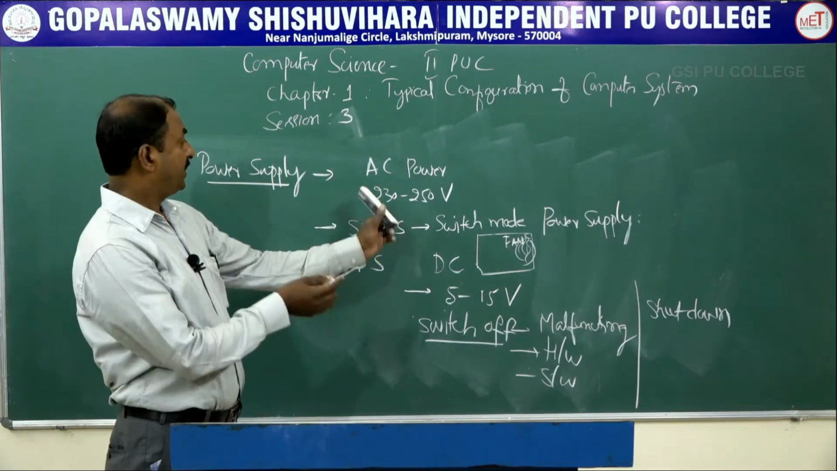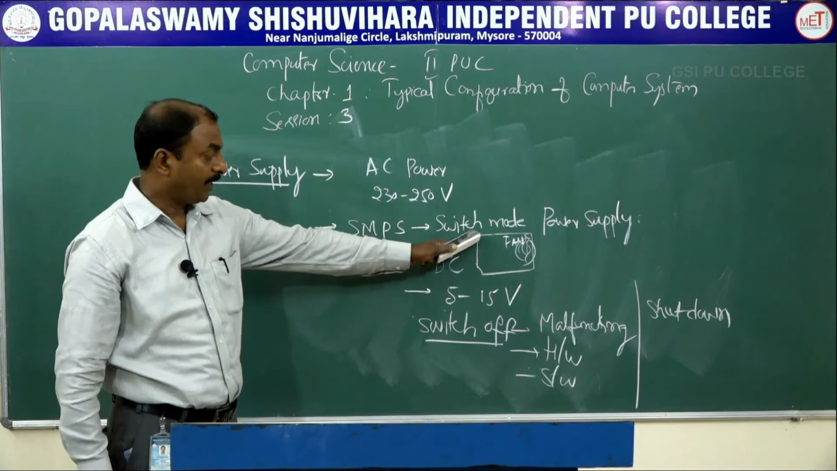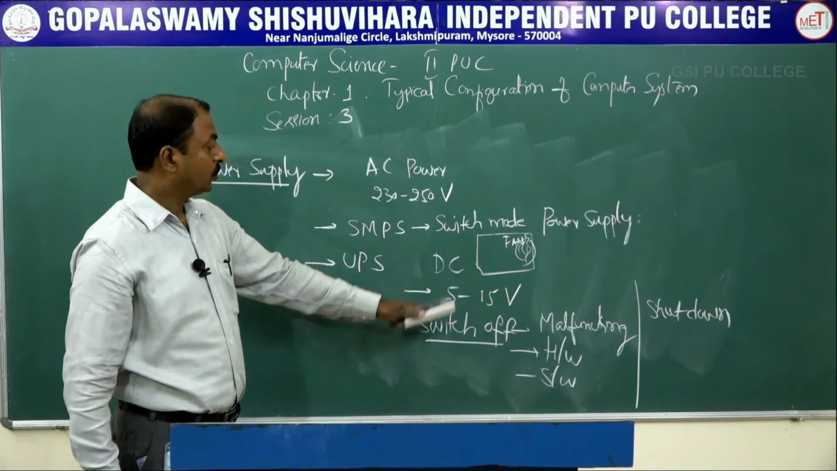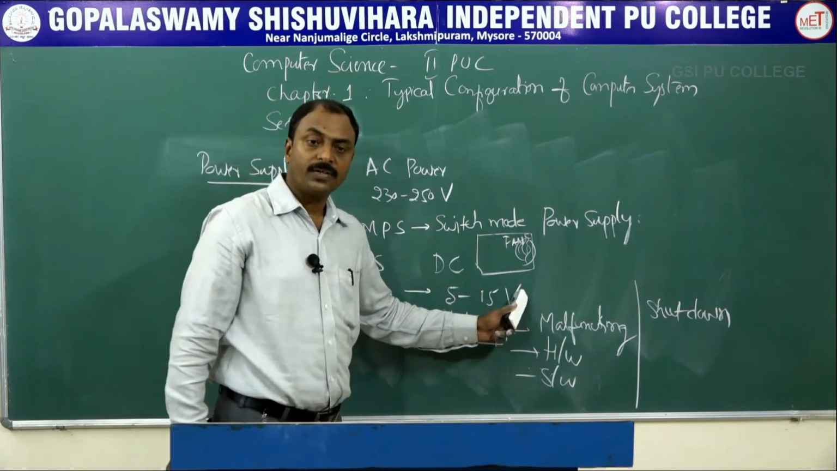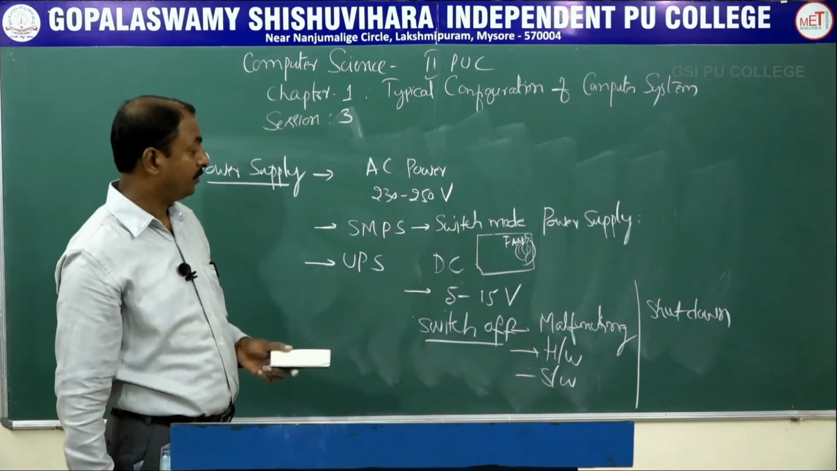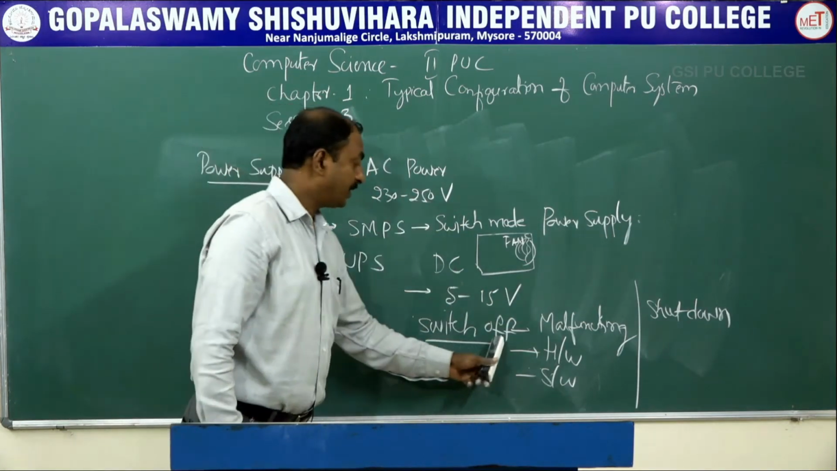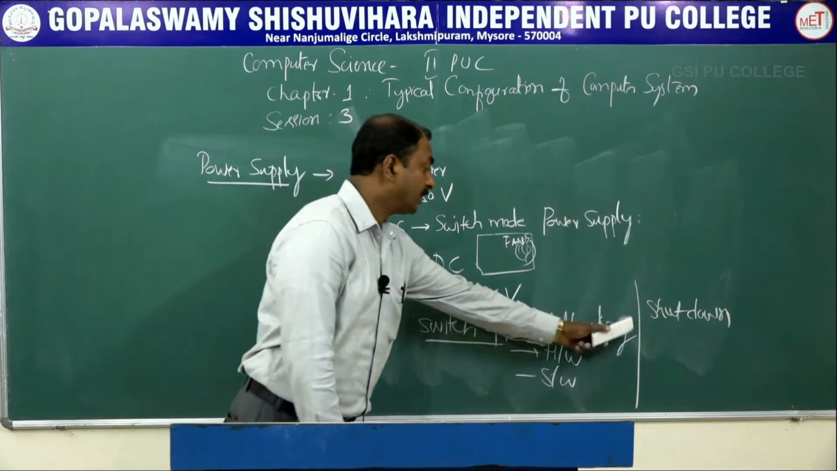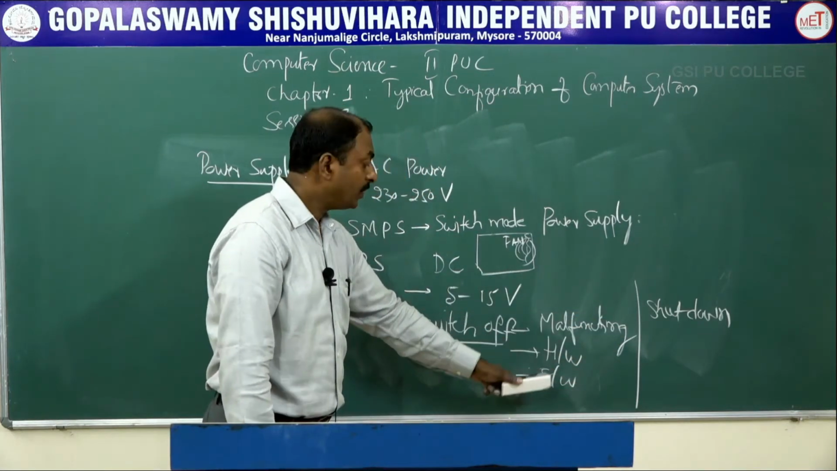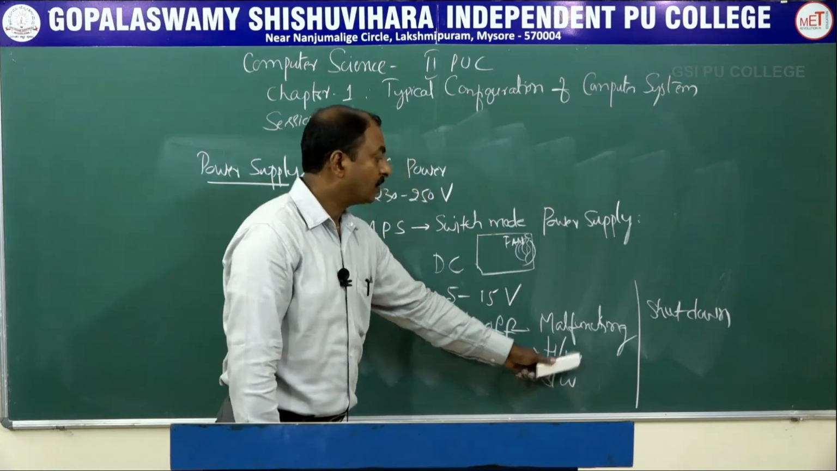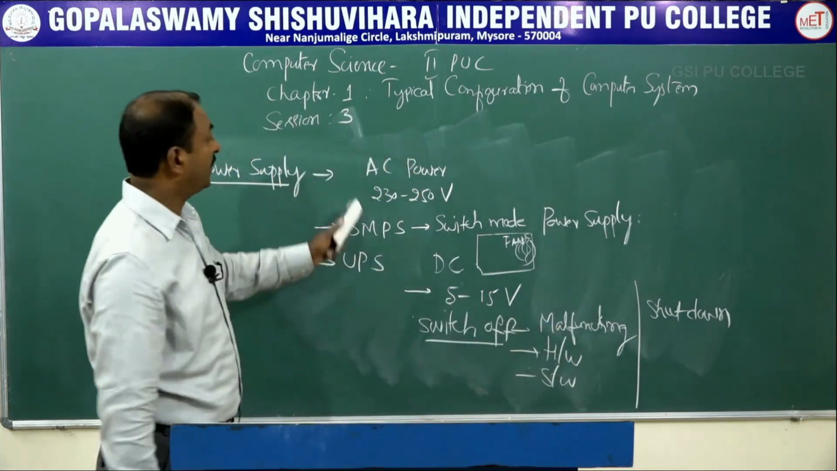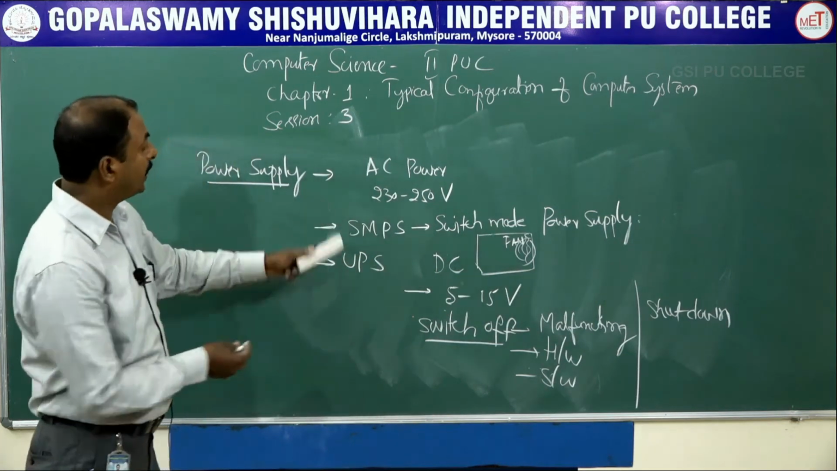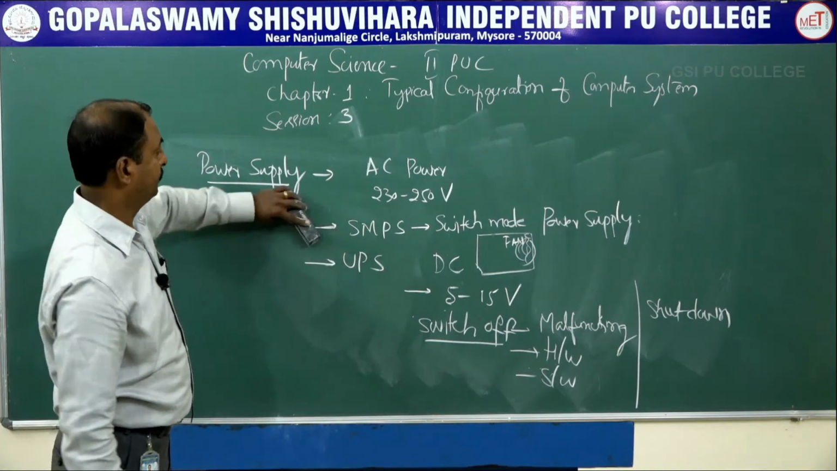So SMPS provides continuous supply. Its main function is to convert AC power into DC power, between 5 to 15 volts, which is necessary for the functioning of the computer system. Next, if there is a sudden failure in the electricity, your computer is going to switch off, which leads to other problems like hardware problems, or software may be deleted or corrupted, or the system may not work. So to avoid these types of damage to your computer system, it is advisable to go for another type of power supply, that is UPS.